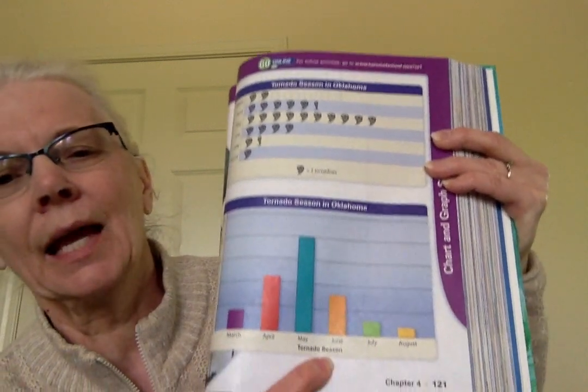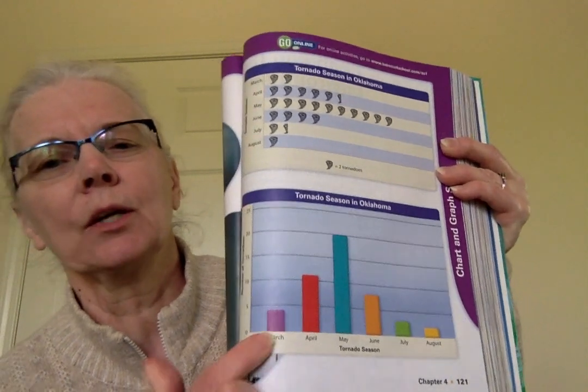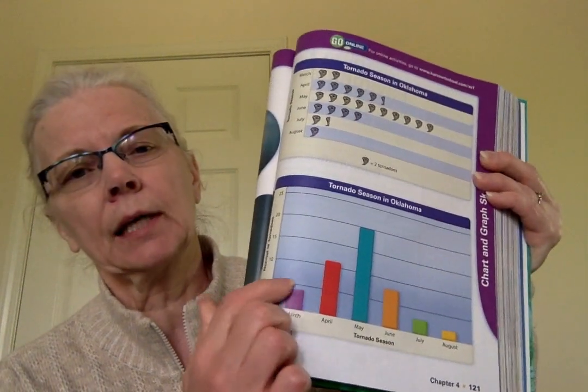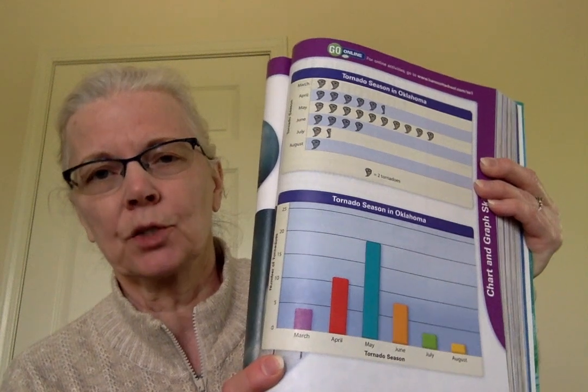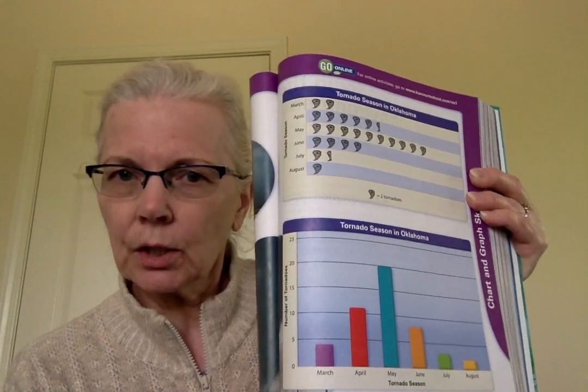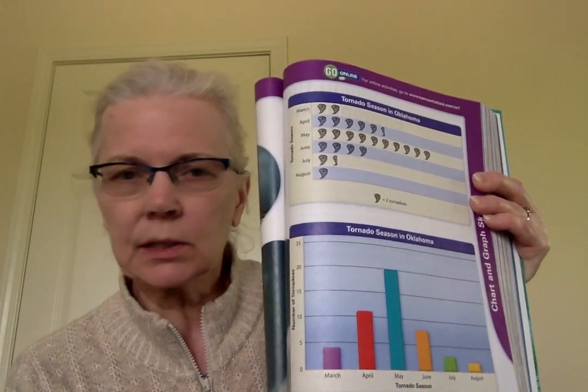Down here, we have the bars, and it says tornado season. So we know that each bar stands for a different month, and we follow the lines to see how many in each month. So always take a look at your graph, see what it's showing you, what the title is telling you. How are we counting? Here we're counting by twos, here we're counting by fives.